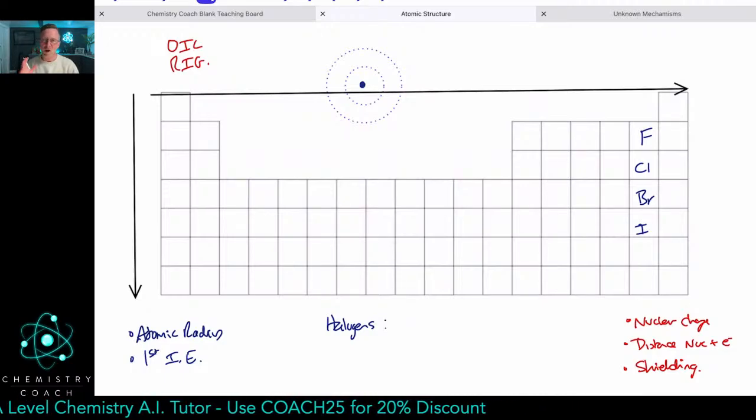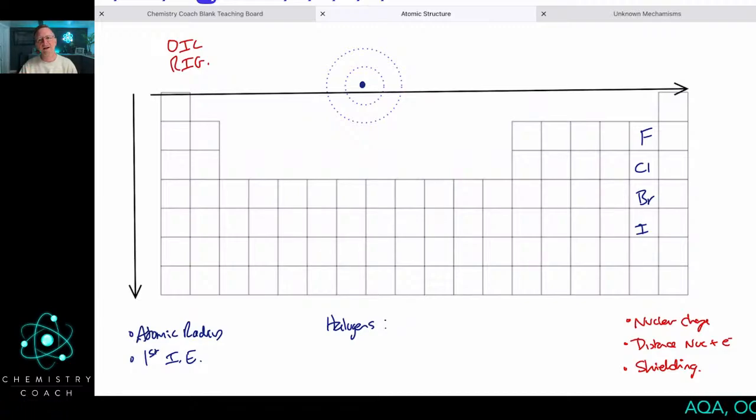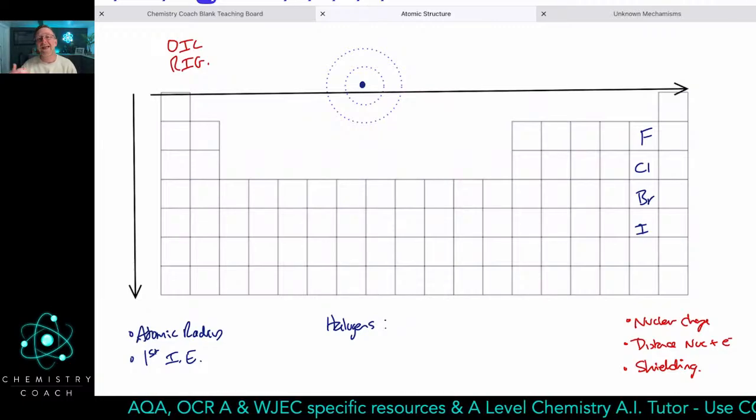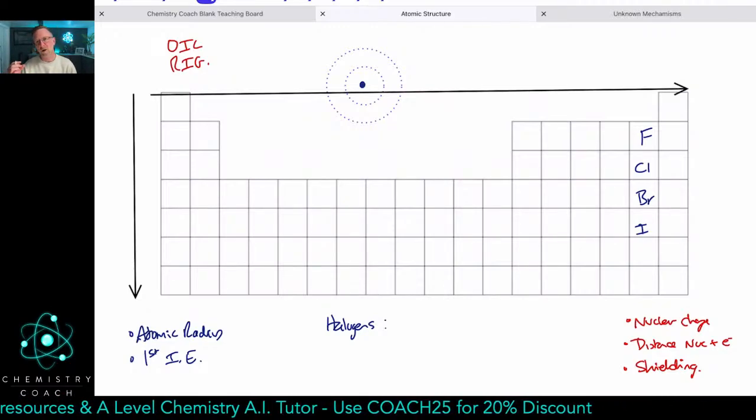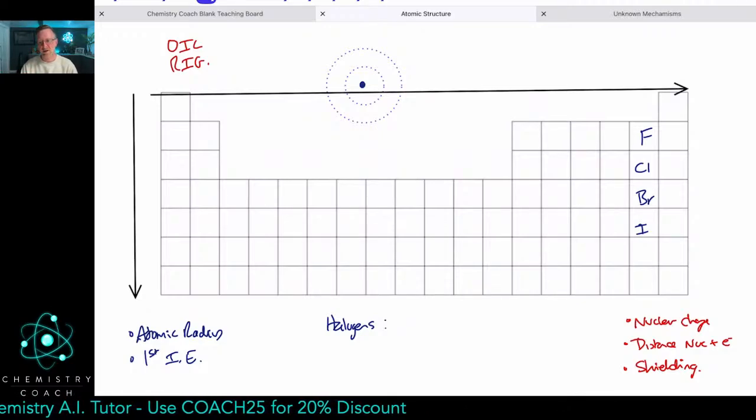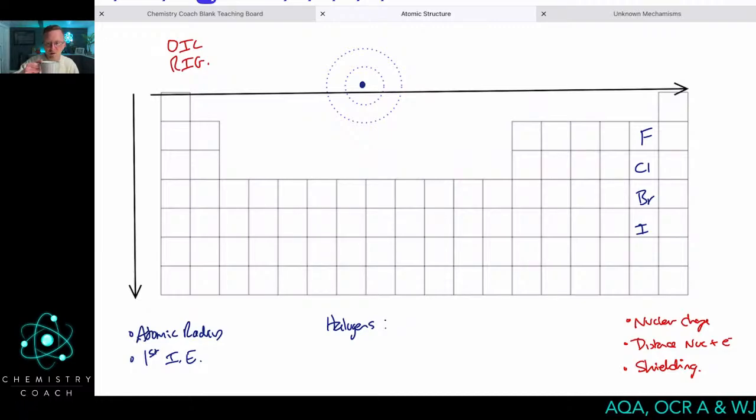Are halogens oxidizing? So just fluorine, chlorine, bromine, and iodine. Are they oxidizing agents? So do they cause other things to lose electrons? Or are they reducing agents where they donate electrons to other things? So what are they, the halogens? Oxidizing agents or reducing agents? Any takers in the chat? Are our halogens oxidizing agents or reducing agents?